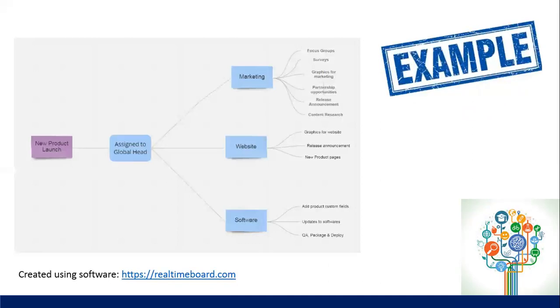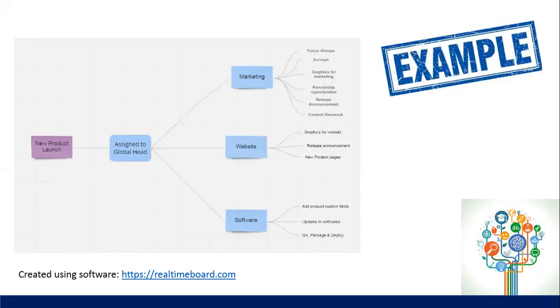So here I have given a simple example of a mind map. It's all about a new product launch, and this task is being assigned to the global head. He started communicating with the people for the product launch, with the marketing team in terms of opportunities, release announcements, content research, forming some focus groups, etc., and creating a website.